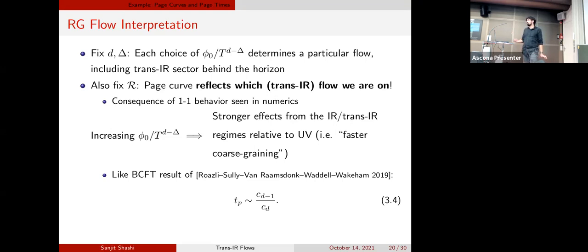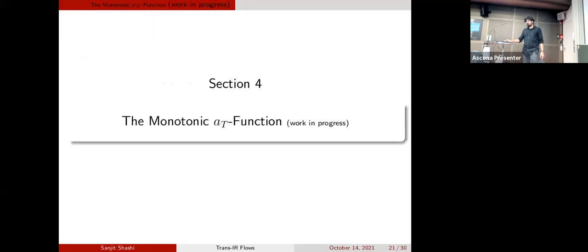And we're inspired by this BCFT result that was obtained in a similar setup, but on the BCFT side, where the authors found that the Page time is 1 over the number of degrees of freedom of the BCFT state. Okay, so that's what we had. And what we're working on is trying to understand these trans IR flows a little more generally, apart from just thinking about Page curves.